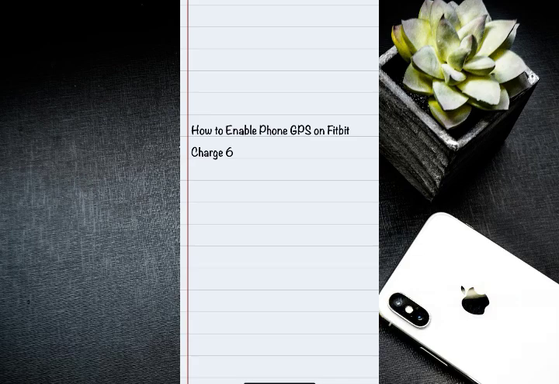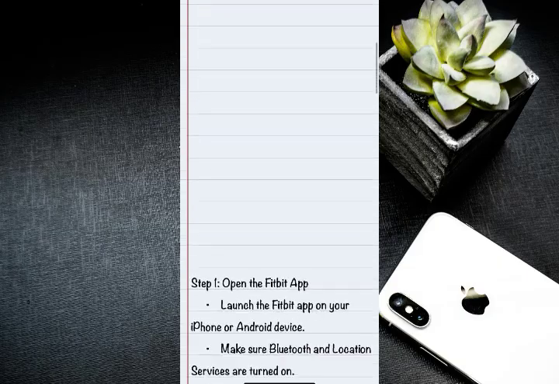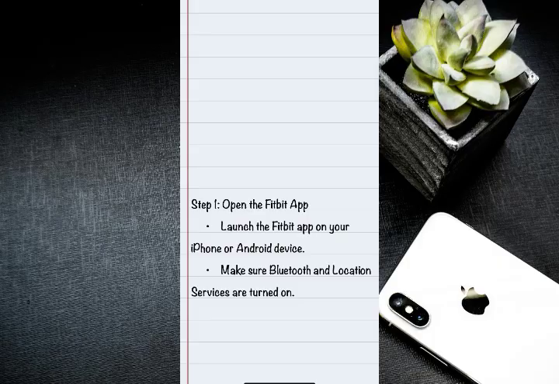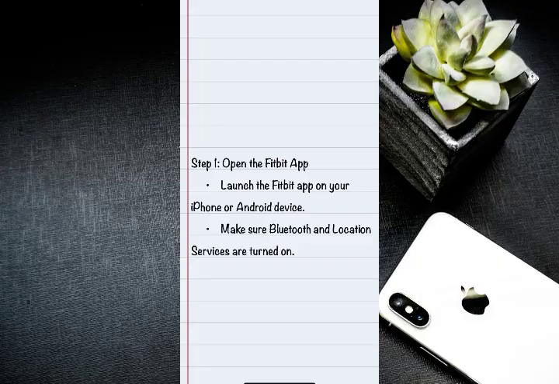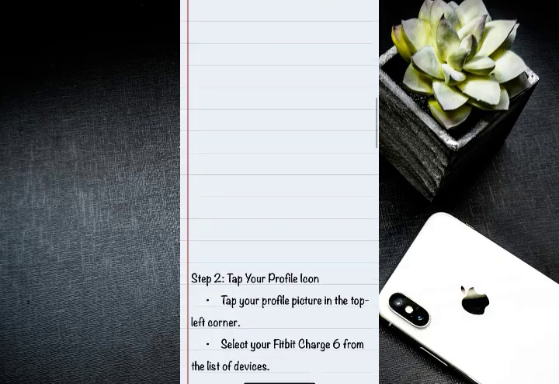In this video I'm going to walk you through an easy step-by-step guide on how to enable phone GPS on Fitbit Charge 6. So to get started, the first step is to open and launch the Fitbit app. To do this, launch the Fitbit app on your iPhone or your Android device. Then make sure your Bluetooth and location service are turned on, which is very important.